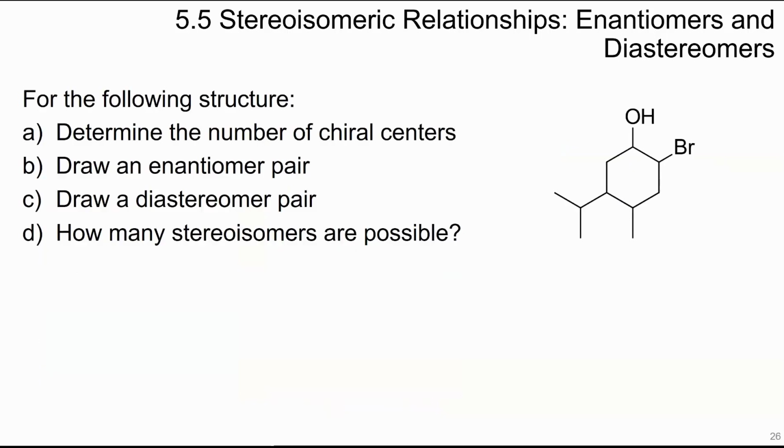So for the following structure, determine the number of chiral centers. So we're going to look to see which one has different centers. This is one. This is OH next to a carbon with a Br and a carbon. This is one. This is one. This is one. So for B, we're going to draw an enantiomer pair. You can just give any stereochemistry here. I'm just going to do all of them wedged. And for the enantiomer, then they all will be dashed.